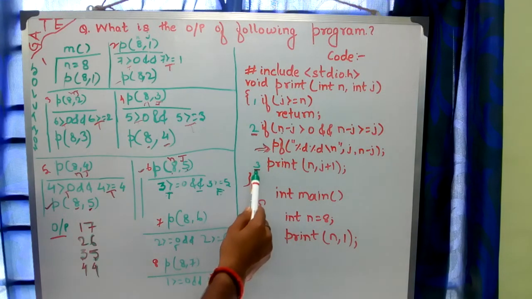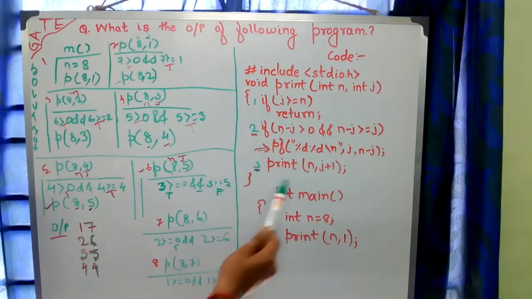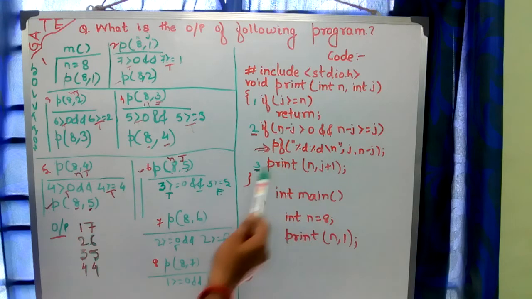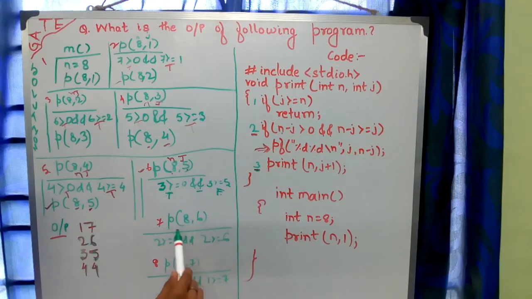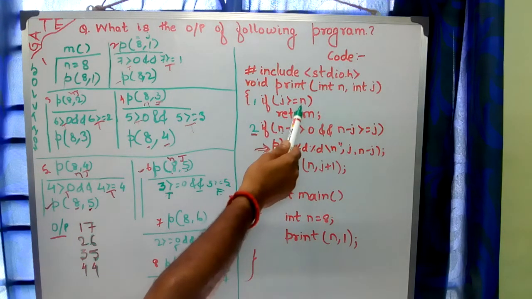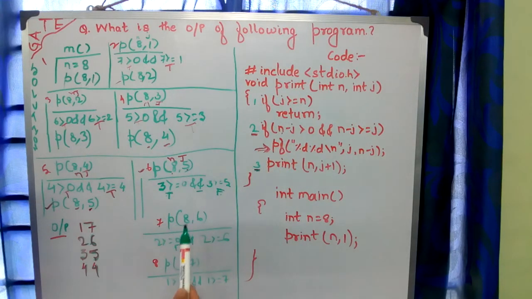Again it will execute the third statement, which is the print with n and j plus 1. So in this case the value of n remains the same, 8, and j plus 1 is 6. So 8, 6 will be called. Now coming to the first statement, 6 is greater than or equal to 8. This is false. So this return statement will not be executed.